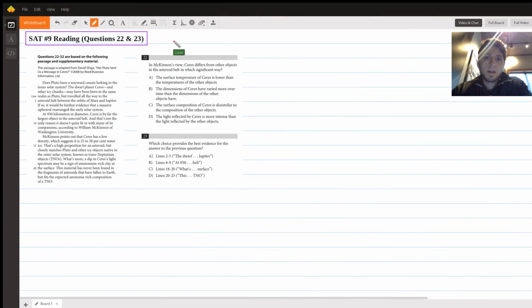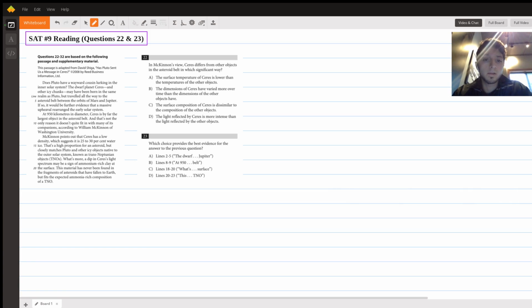Okay, so today we're going to be solving questions 22 and 23 from SAT number 9. I like this question because it illustrates a couple of cool concepts as far as deciding between answer choices, deciding between text, and I would put it at a medium to hard difficulty. So let's hop in. Let's see what we can do.